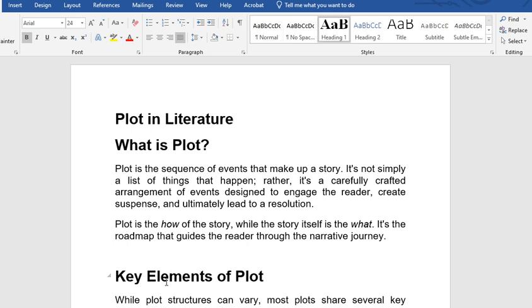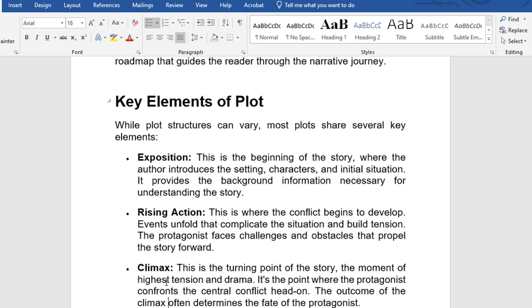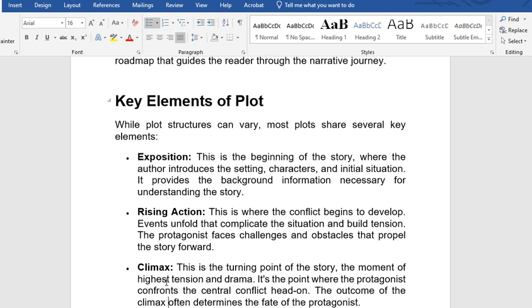Now let's look at the key elements of plot. While plot structures can vary, most plots share several key elements. That is how the events are arranged in a narrative. That is what we are discussing under this topic. The key elements of plot, the arrangement of the events in the narrative. The first one is exposition.